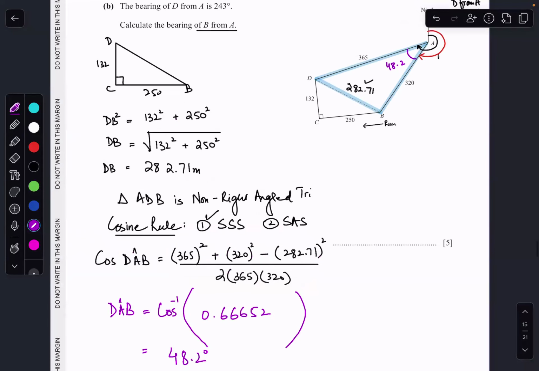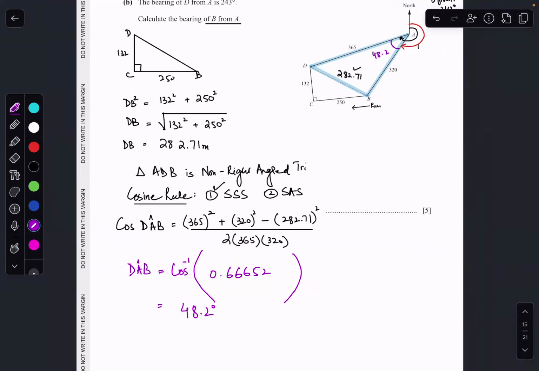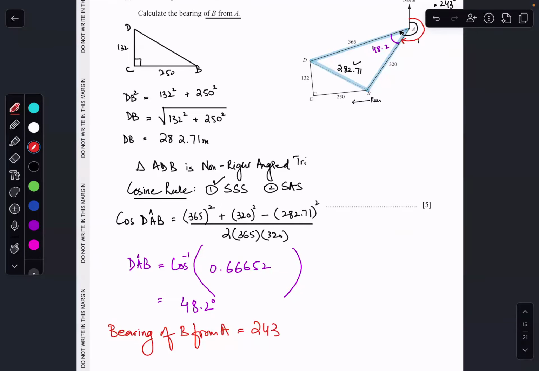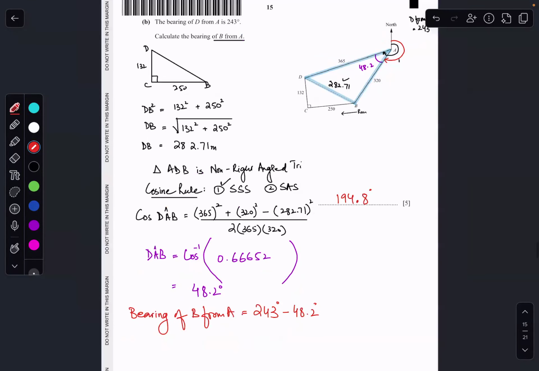So if this is 48.2, I can figure out the bearing of B from A, which I have marked with the red. Bearing of B from A is the given bearing 243 minus 48.2. That gives us 194.8. It's a 5-mark question. Working is very important.